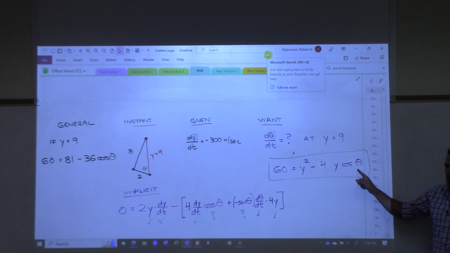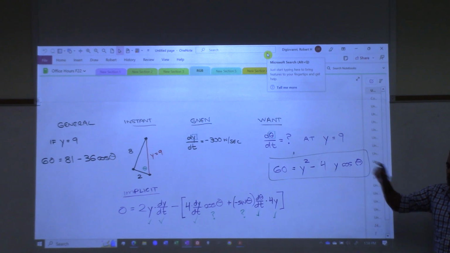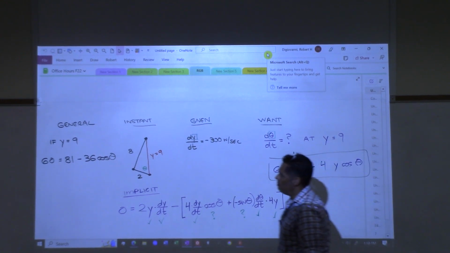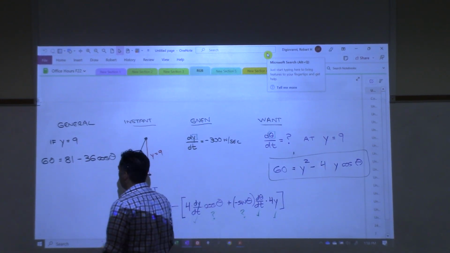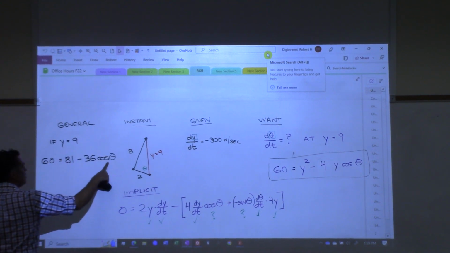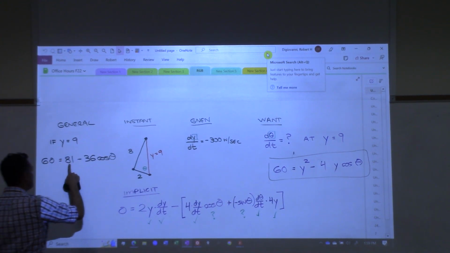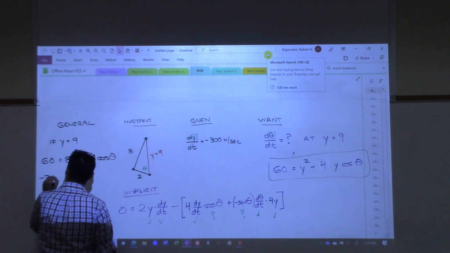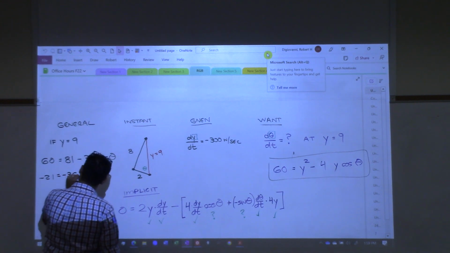That's that with 9 plugged in. And now we're back in pre-cal, and we're trying to figure out what theta is. So order of operations, be careful here. I'm going to try and solve for theta. So first I'm going to subtract 81 on both sides. I get negative 21 equals negative 36 cosine theta.